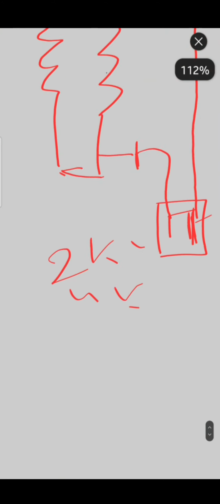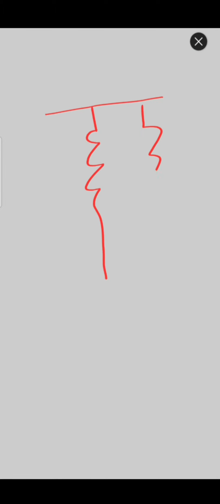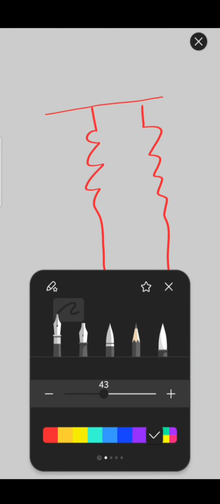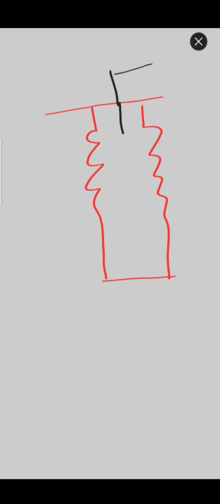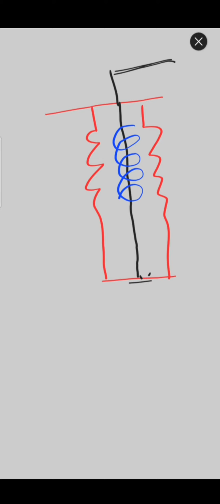See, again we draw the CVT. This is the CVT. This is the conductor which comes from the primary winding, and this is the secondary winding conductor. Okay, see, around the conductor there is impregnated insulated paper wound around it.